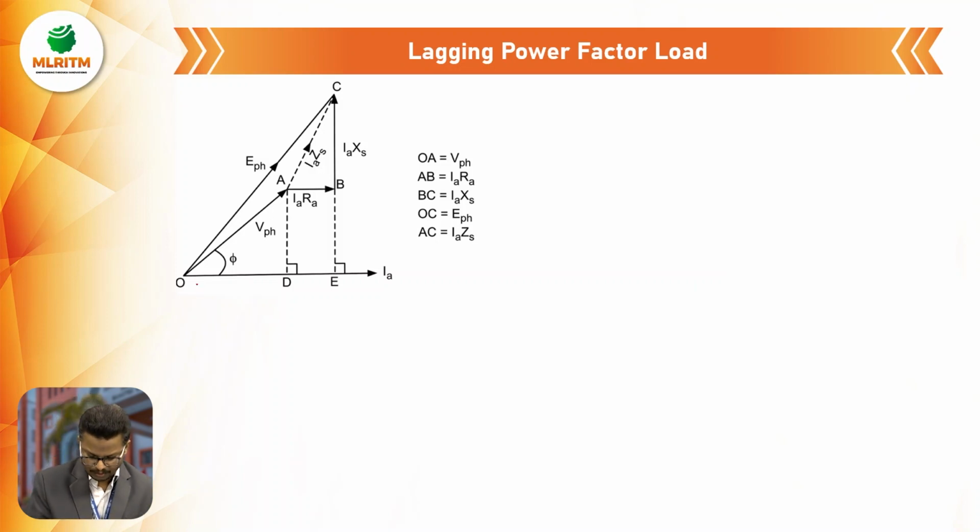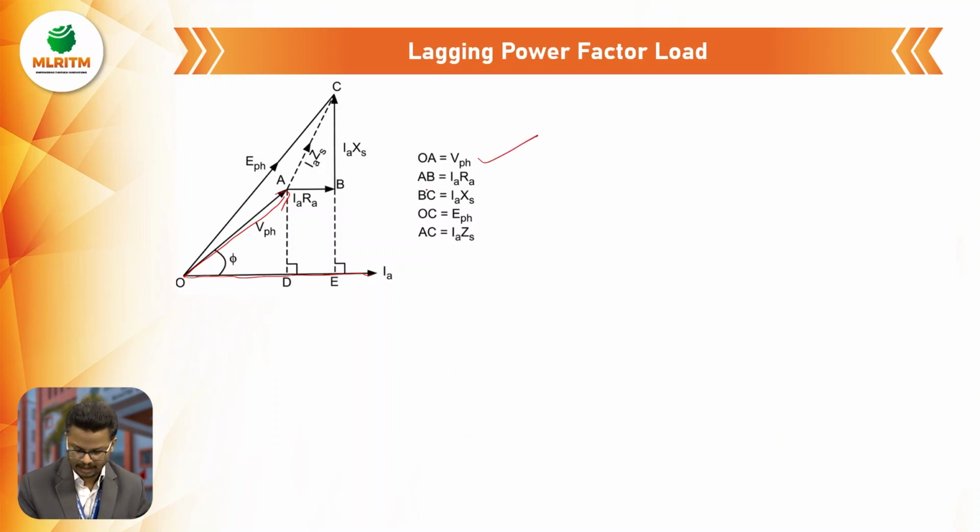Here, if you observe, the OE line is the reference line and it is lagging. So this current lags the voltage. In the upper direction we have the voltage V phase. The IaRa drop is parallel, IaXa is perpendicular, and the resultant is the induced EMF. Here you can observe OA is the V phase.